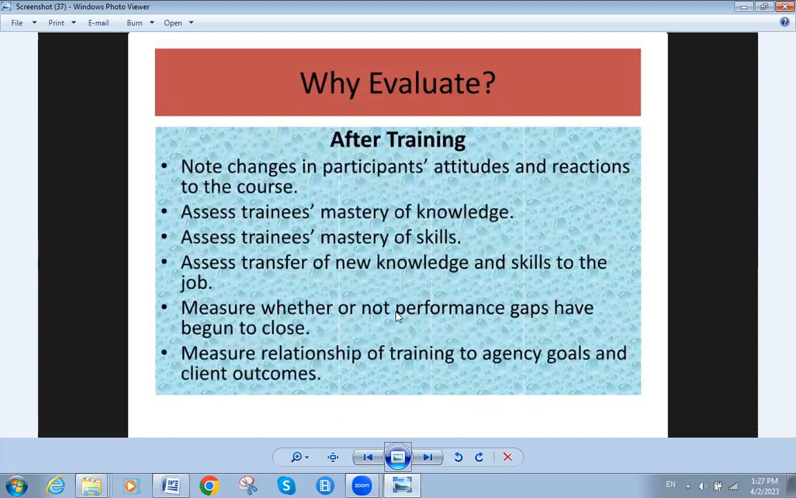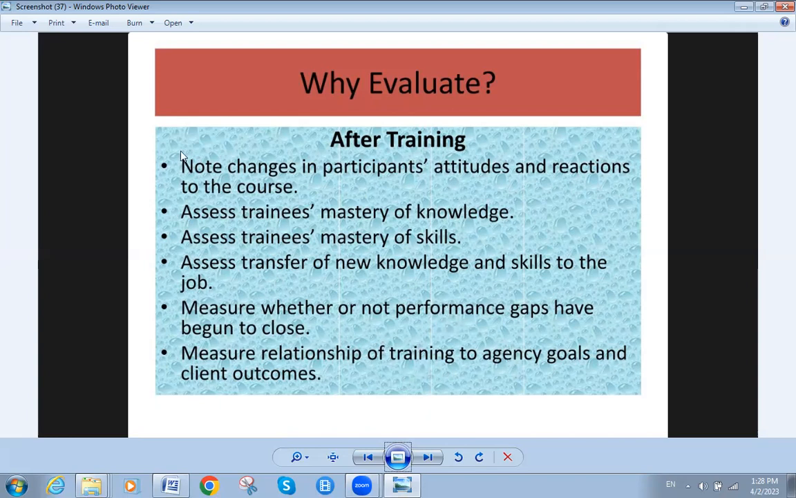After training, we check for the mastery of the knowledge and the mastery of skills of the trainee, and assess the transfer of new knowledge and skills to the job, and measure whether the performance gap is closed now or not, and measure the relationship between training and the goal of the organization. Has the training now achieved the goal of the organization or not?